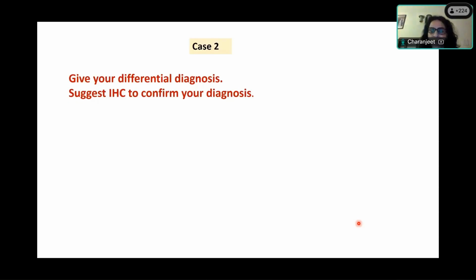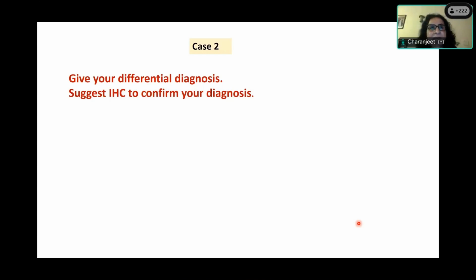Ma'am, desmin. Desmin for what? If desmin comes positive, it goes in favor of what? Ma'am, more of mesenchymal. Which mesenchymal? Soft tissue, smooth muscle. Okay, smooth muscle. So smooth muscle actin would go more in favor of a smooth muscle tumor, like leiomyomas. Okay, then what else? What other IHC would you like to advise?